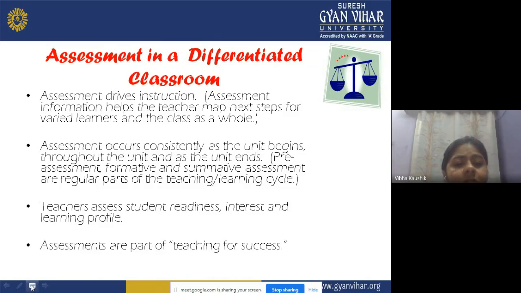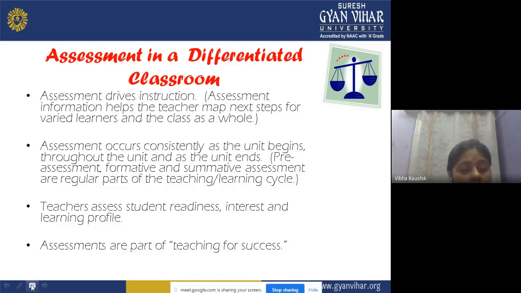Now, assessment drives instruction. Assessment information helps the teacher map next steps for varied learners and the class as a whole. Assessment occurs consistently, which means it is a continuous process. As the unit begins, throughout the unit, meaning while the unit is going on, and at the end of the unit, meaning after completing the unit, we are also using assessment.